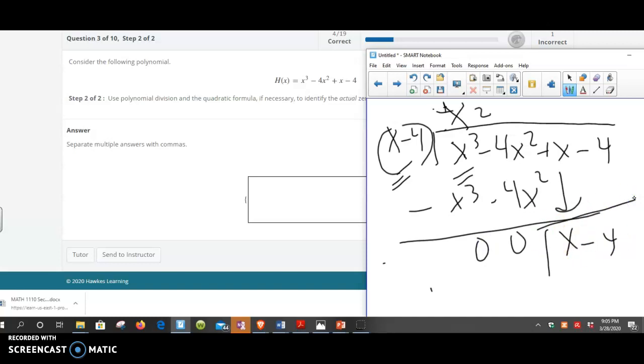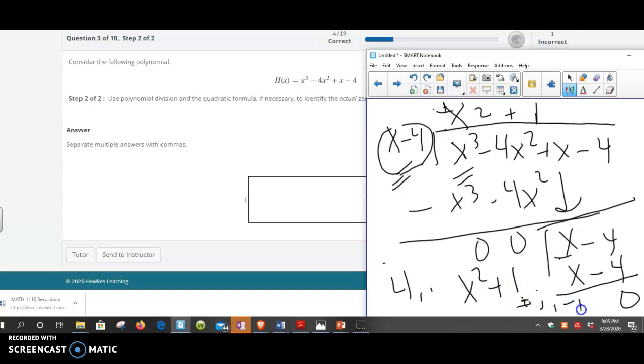And x into x goes in once. Plus 1. x minus 4 goes in here plus 1 time. So you get x minus 4. Subtract, you get 0. So indeed, x minus 4 is a factor, and it goes in. So that means 4 is a zero. And what do you have left? We have x squared plus 1 left. Well, that means I'm going to get i and negative i. So our three answers are going to be 4, i, and negative i.